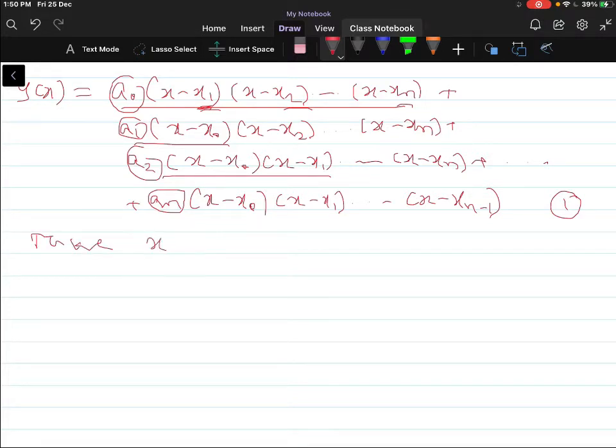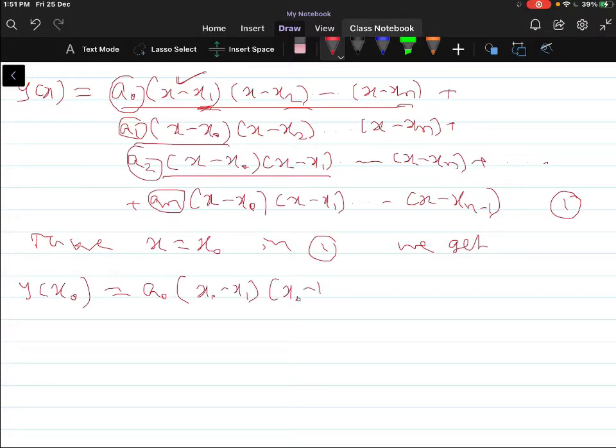Now let us find out a naught. To find the value of a naught, we take x equal to x naught in equation 1. We get y of x naught is equal to a naught into x naught minus x1 into x naught minus x2 and so on, x naught minus xn, plus 0.